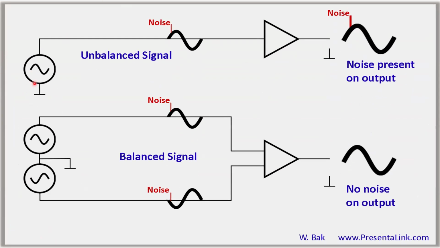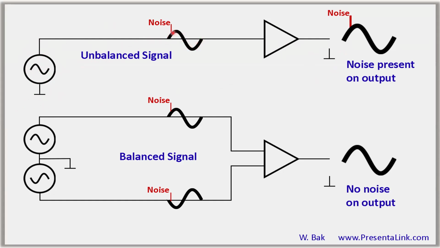Here is how an unbalanced link carries the signal. Here's the signal source, could be a microphone, could be a guitar, could be whatever. And here's the ground, and here's the ground. So it could be 2 wires. I just didn't draw the other wire. So the ground serves as a ground reference, and the signal wire serves as a signal wire. And that's where the signal is going.